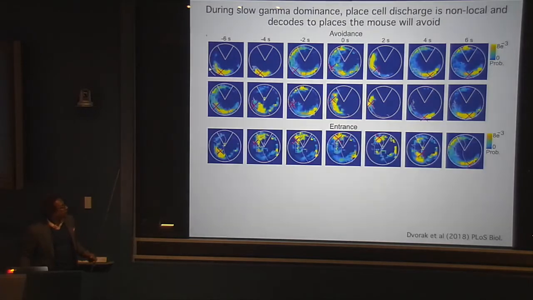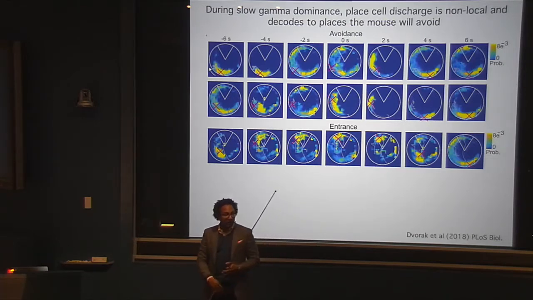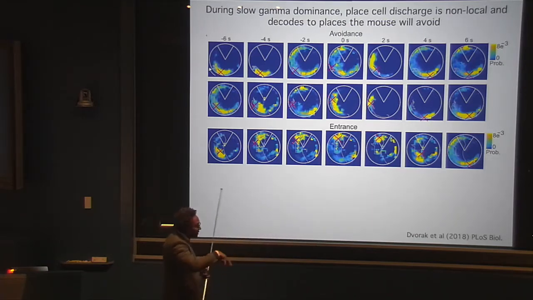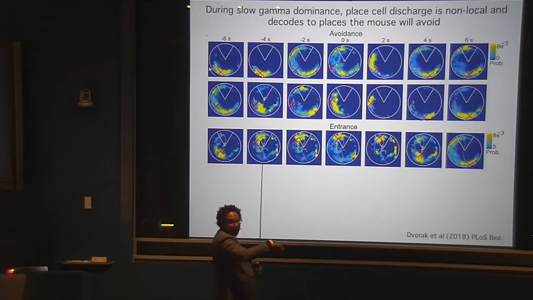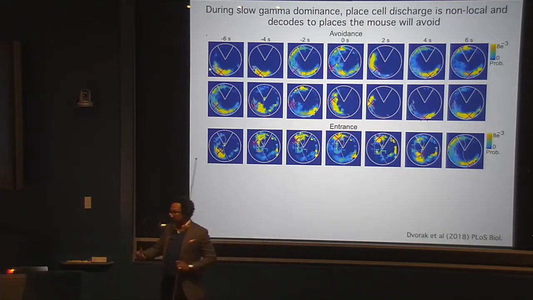In the interest of time, I'll just show you what happens when the animal makes a mistake. 6 seconds before, it's decoding locally. He's going to enter the shock zone and run away here. It's still decoding locally, always local. Okay? When the animal makes an error, the hippocampus continually references where he happens to be, rather than making this remote, if you will, representation that's transient, only lasting half a second or so.